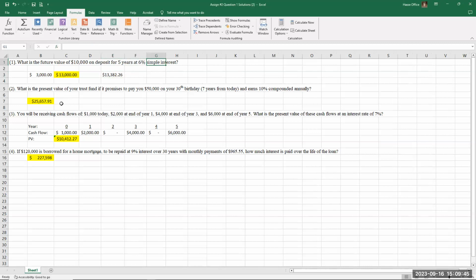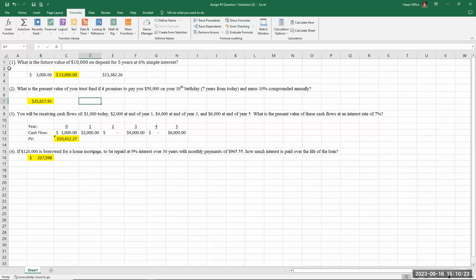The second question is, what is the present value of your trust fund? Don't we wish we had all this? $50,000 on your 30th birthday, 7 years from today. It earns 10% compounded annually. Now, this is a present value problem. We're going to have $50,000 in 7 years. What is its present value today, discounted at 10%? So there we use the present value function with the interest rate being 10%, period 7 years, and now it's discounted the principal back from $50,000 to $25,657.91.